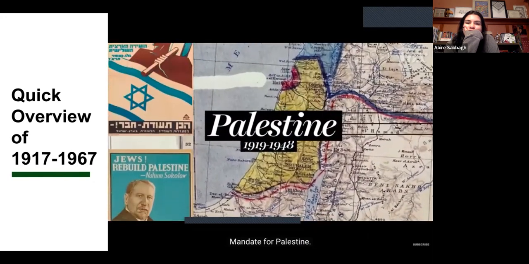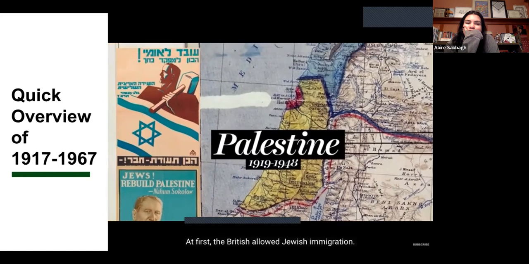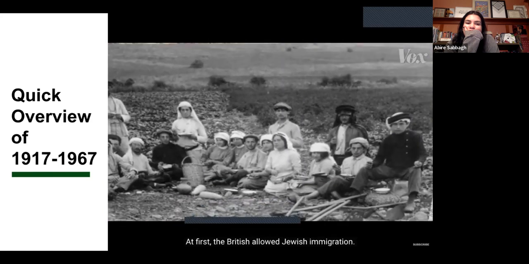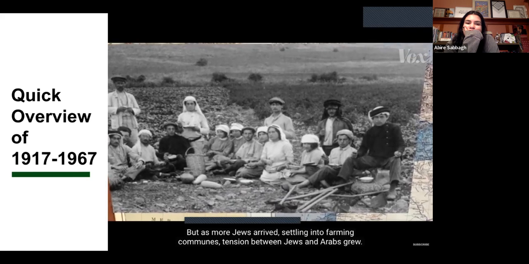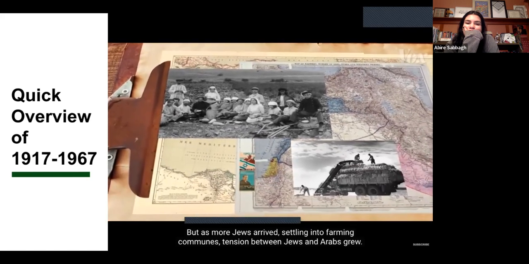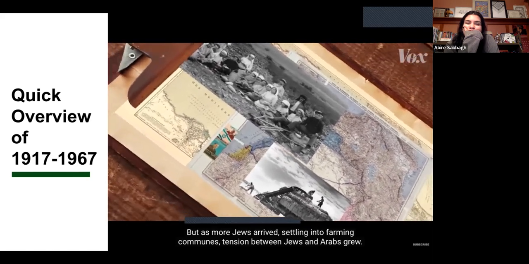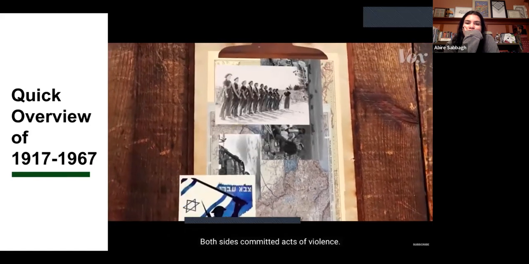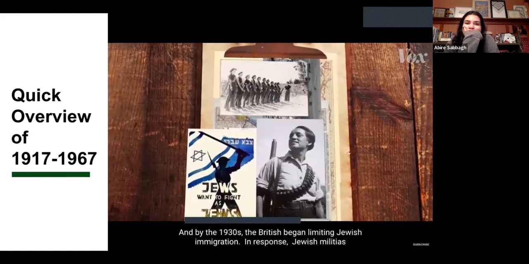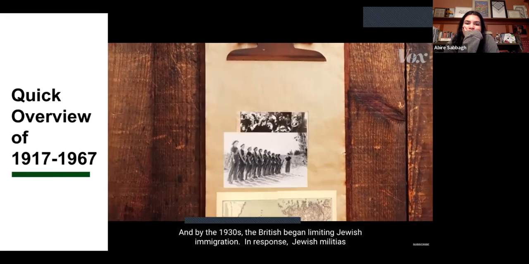At first, the British allowed Jewish immigration, but as more Jews arrived, settling into farming communities, tension between Jews and Arabs grew. Both sides committed acts of violence, and by the 1930s, the British began limiting Jewish immigration. In response, Jewish militias formed to fight both the local Arabs and to resist British rule.